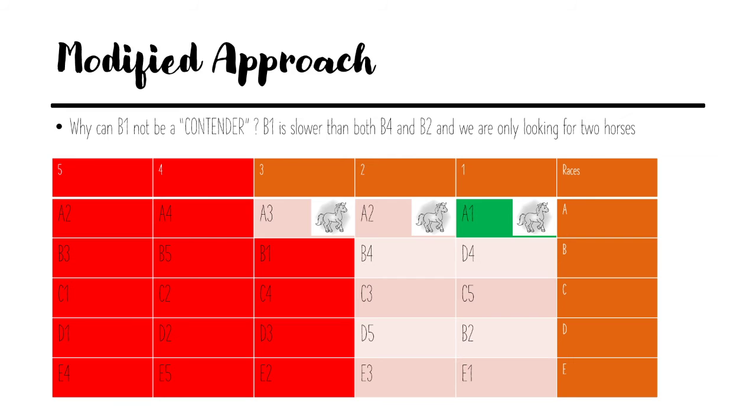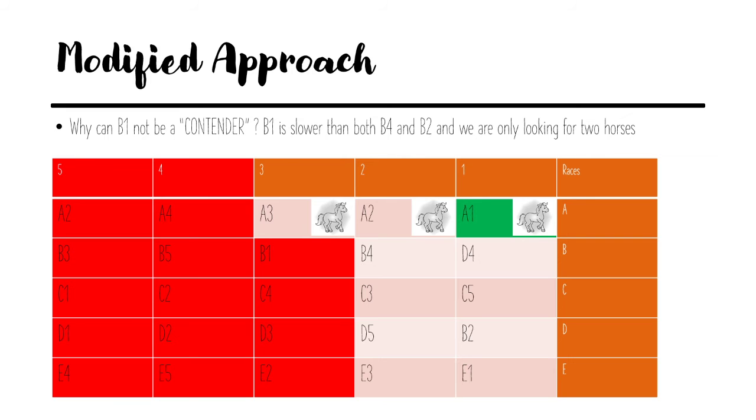We know for sure, and because we already had 6 races here, we know for sure that A1 is the fastest horse. It's the fastest horse in the game. So we're only looking for 2 and 3, right? We're not looking for the 4th fastest horse. Okay, great. So we know that.